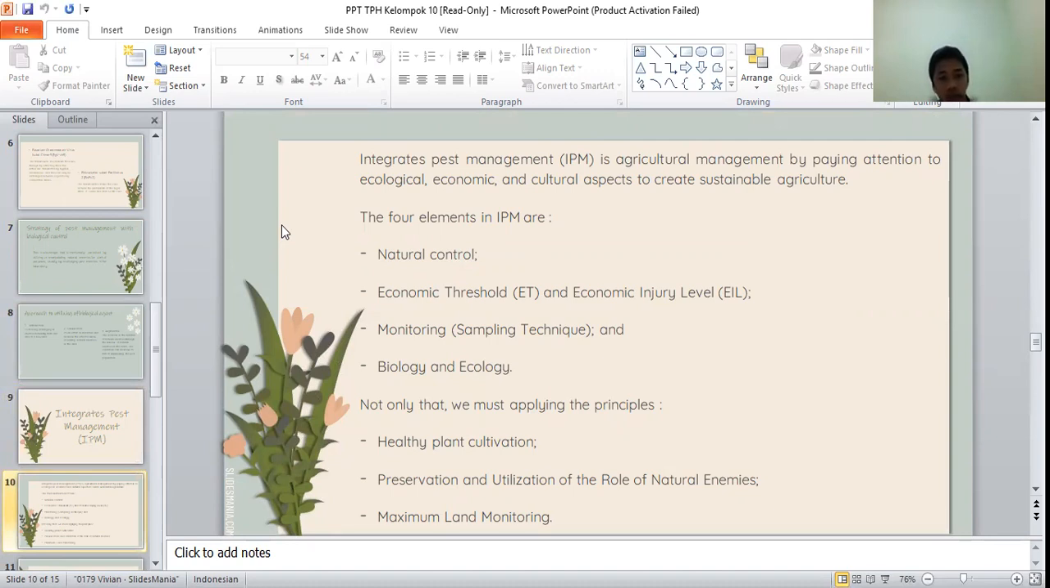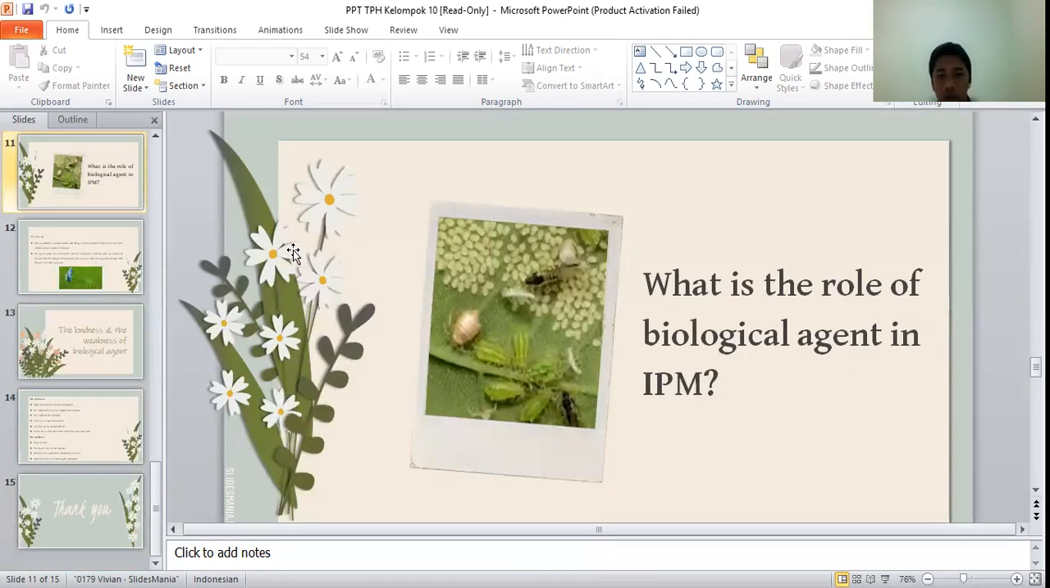Not only that, we must apply the principles. 1. Healthy plant cultivation. Number 2. Preservation and utilization of the role of natural enemies. Number 3. Maximum monitoring. Next. What is the role of biological agents in IPM? Next.